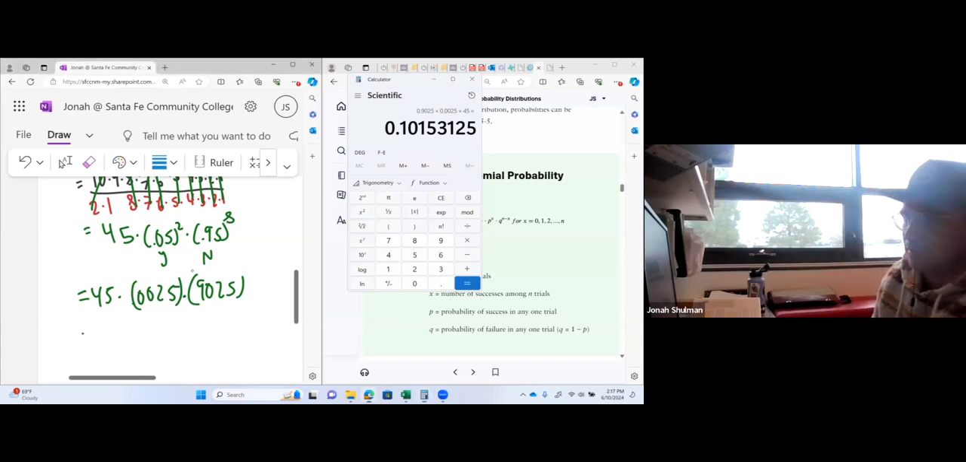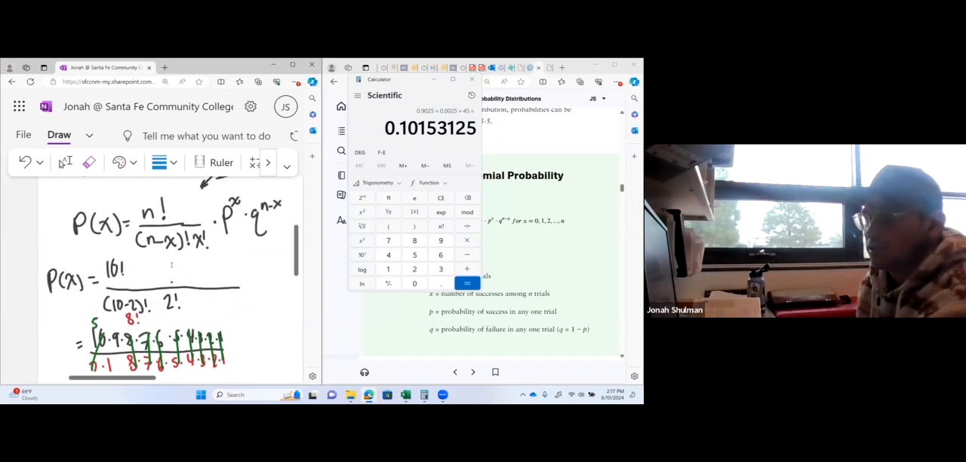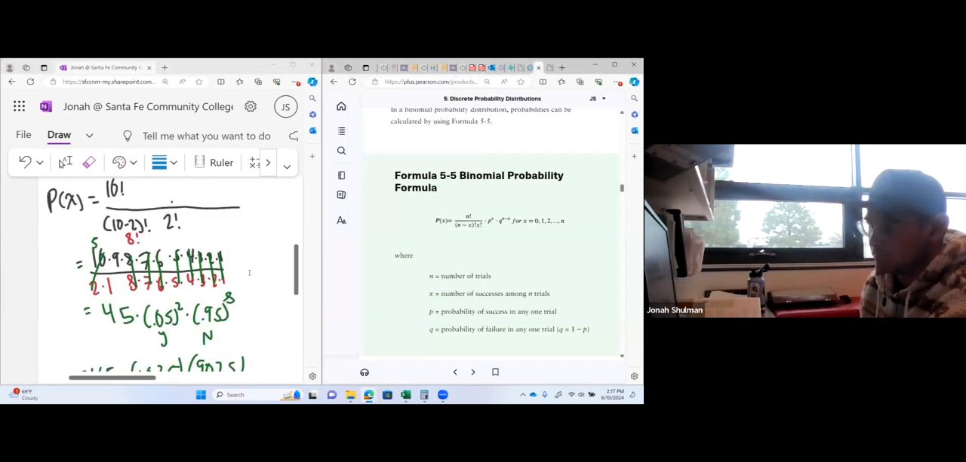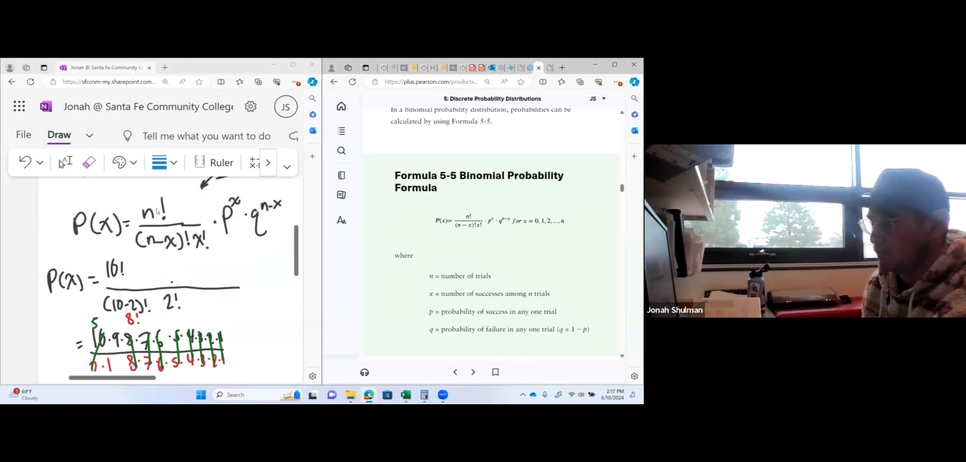So what is our probability? 0.10. It's 10%. We did it. So this is a 10% probability of somebody having a smartphone, not having cash in their pocket. I know that formula was crazy, but that's what all the parts mean and where they come from.